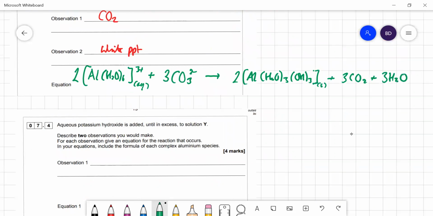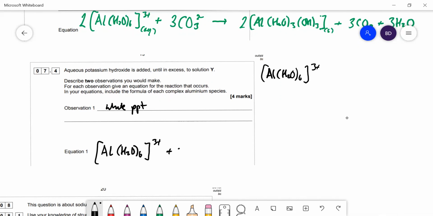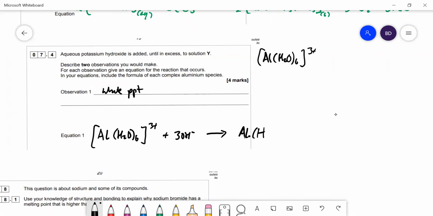Okay. Right, aqueous potassium hydroxide is added in excess to solution Y. Okay. So solution Y, of course, is the aluminium hexaaqua complex. Right. So first of all, what's going to happen is you're going to get a white precipitate. And what's the equation there? Well, it's the aluminium losing 3 protons. So we're going to need 3 OH minus. Each one of those OH minus removes a proton, so we're going to get Al(H2O)3(OH)3, and we'll get 3 waters coming off there, and that is a white precipitate.